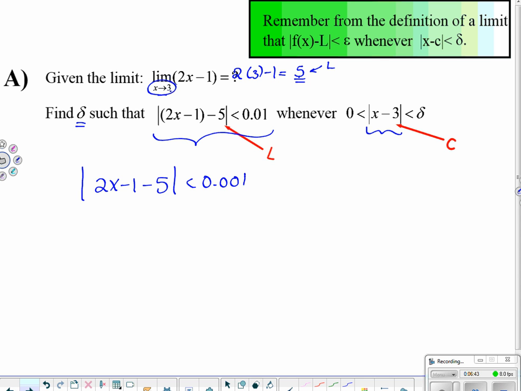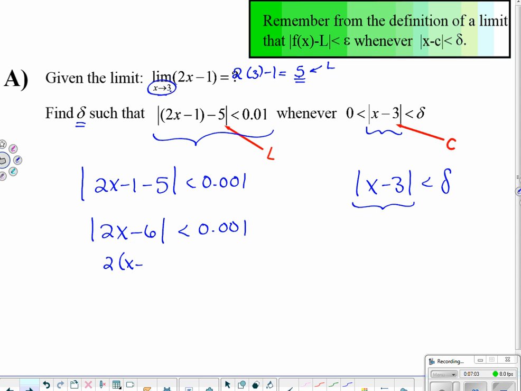What we're going to do is start with this absolute value expression right here and do a little bit of algebraic work, trying to get it to look like an x minus 3. If I can achieve that, then I'll know my delta. So a little bit of work here inside. The -1 and the -5 make -6, less than 0.01. I can factor a 2 from that.